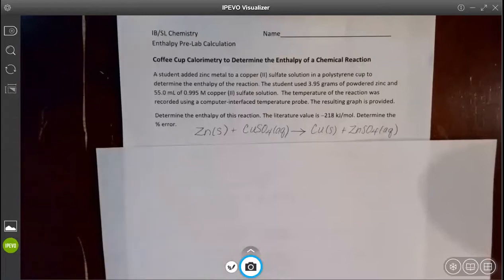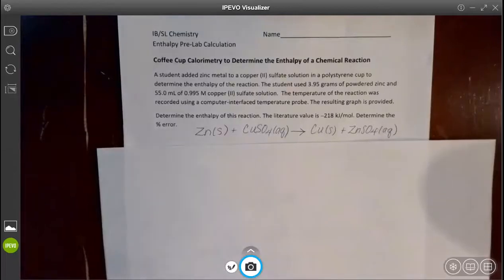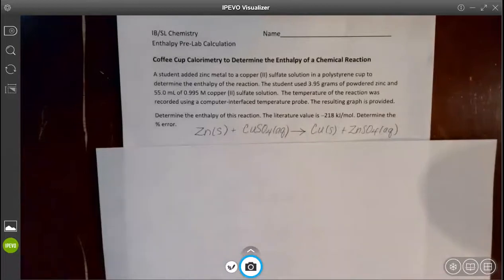In this lab, we're using zinc and a solution of copper 2 sulfate. For the single displacement reaction that occurs, we will write out reactants and products, balanced with phases. All right, so that'll be our first step in any calorimetry experiment: what reaction is occurring? We've broken down calorimetry problems into 3 steps, steps 1, 2, and 3.